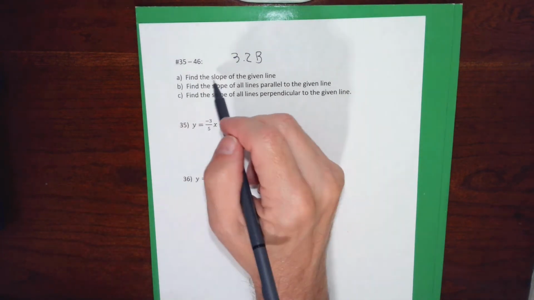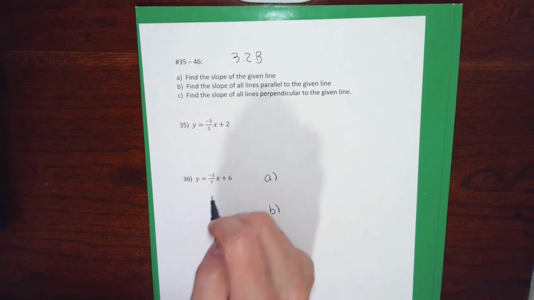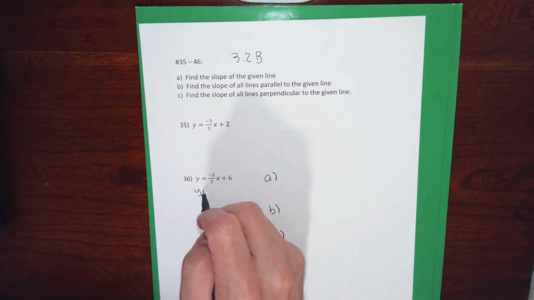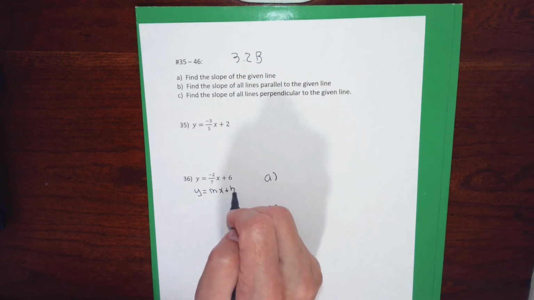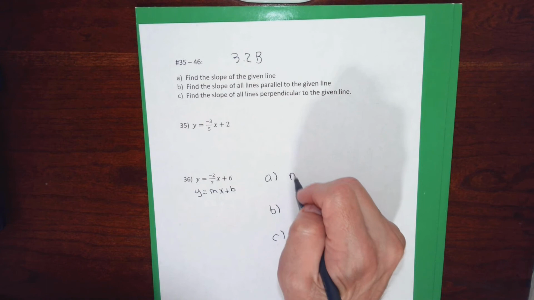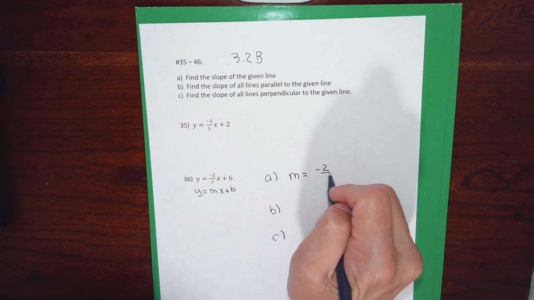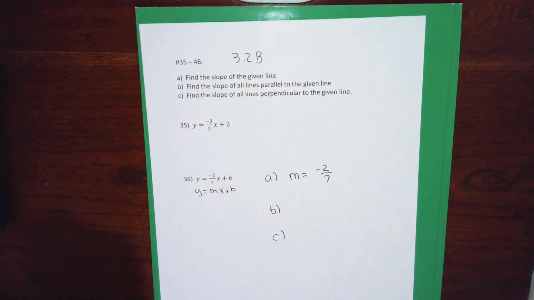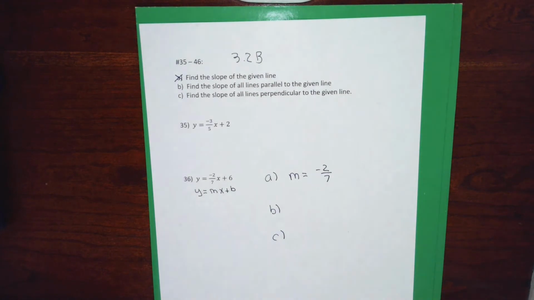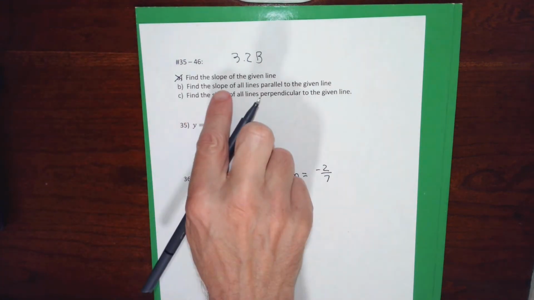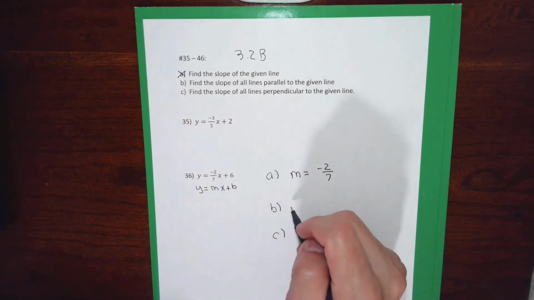The first question says find the slope of the given line. In question 36, the equation is written in y equals mx plus b, or slope-intercept form. So the slope of the line that's provided to me is just negative 2/7. It's the number in front of the x. So part A asks me to find the slope of the given line. Part B wants me to find the slopes of all lines that are parallel.